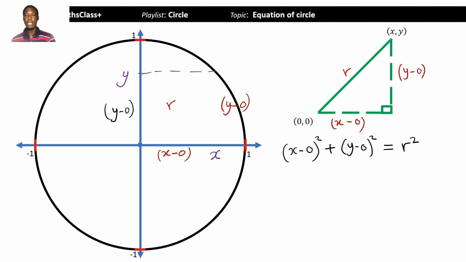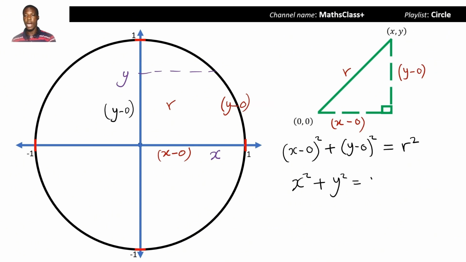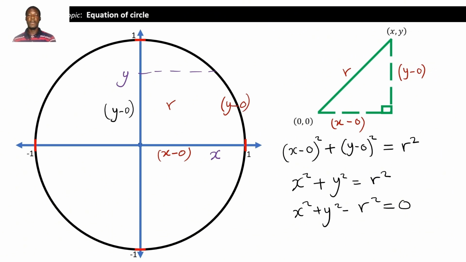So here I will now expand my brackets. x minus 0 is x, and x squared will be x squared. And then the same happens here, y squared, and it's equal to r squared. So I can simplify this as x squared plus y squared minus r squared is equal to 0. Now this is the equation of a circle when the center is at the origin. That is when the center is (0, 0).